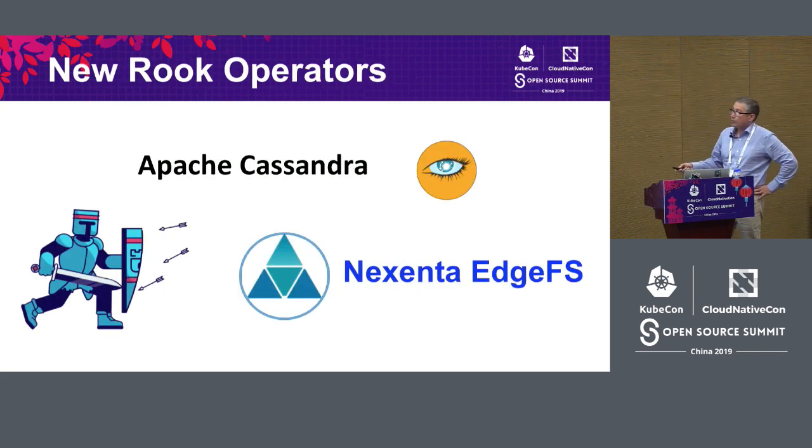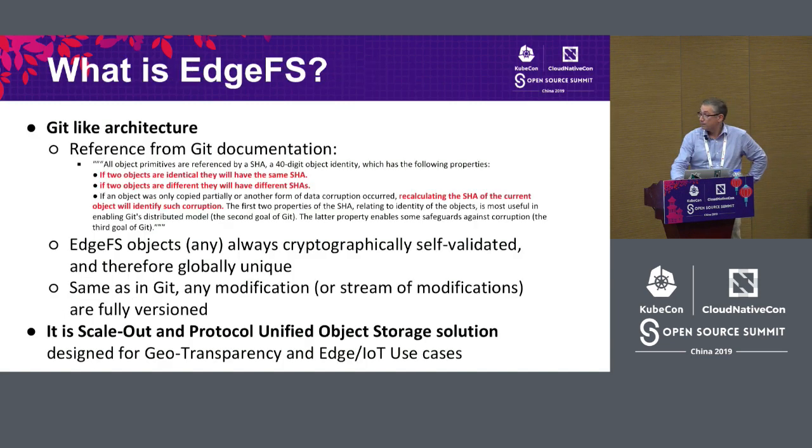Now, what's in 1.0? We just recently released 1.0. We announced this at the previous KubeCon. 1.0 has 2 new operators, which are Apache Cassandra and Nexenta EdgeFS. We're going to be talking a little bit more about EdgeFS today, and we'll talk about multi-home network as an example of usage and what we've done for EdgeFS.